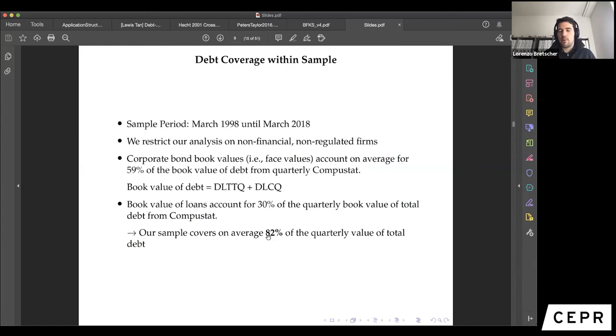And this comes in market prices from two sources, as we already said. One source is bond prices, and this is roughly 59% on average. And then we have loan prices, loan transaction level data. This is accounting for roughly 30% of the book value in CompuStat. Now that's sort of within a firm.